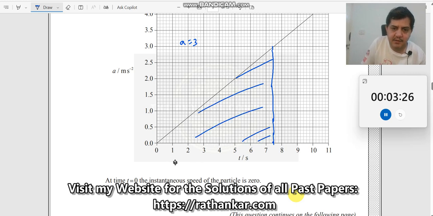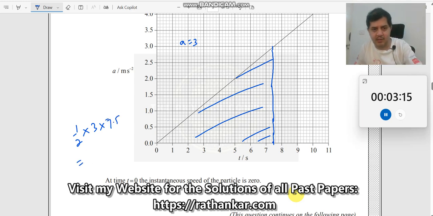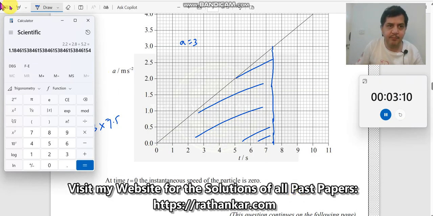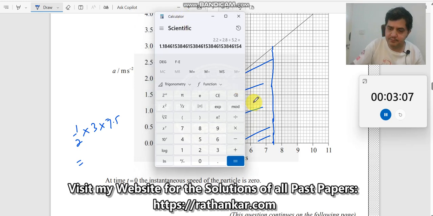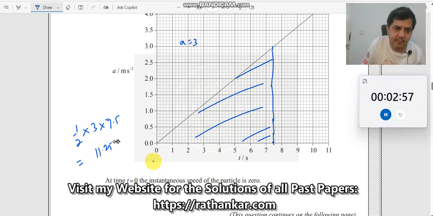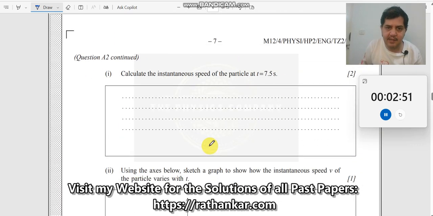What is the area? The area here is half multiplied by altitude. What is the altitude? 3, multiplied by this width 7.5. Use your calculator. So this is 3 times 7.5 divided by 2, which will be 11.25. The answer you should get is 11.25 meters per second. This should be your instantaneous speed, so I will write here 11.25 m/s.